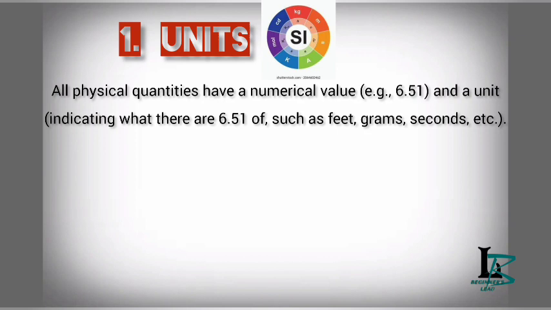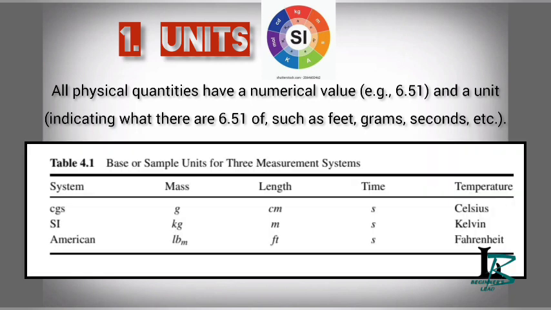Units. All physical quantities have a numerical value and a unit. For example, a numerical value of 6.51 should indicate a unit such as feet, grams, seconds, etc. The three kinds of measurement systems are shown here in the table: CGS, SI and American units.